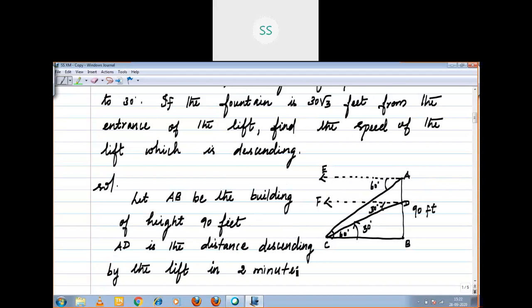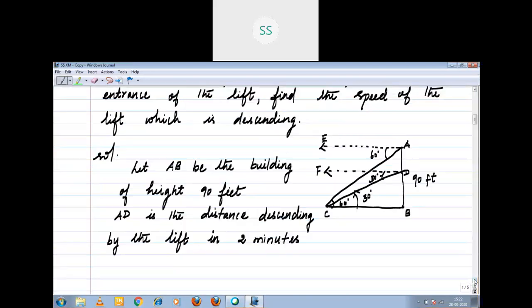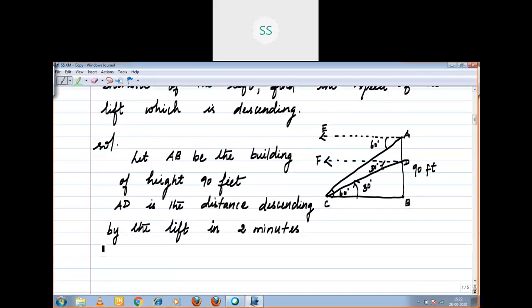Now, already I discussed AE and BC are parallel. That's why the angles are equal. Which angles are equal? That you have to write first. Angle EAC equals angle ACB equals 60 degrees. Angle FDC equals angle DCB equals 30 degrees. After 2 minutes, the angle is reduced from 60 to 30. That is given to you, right?